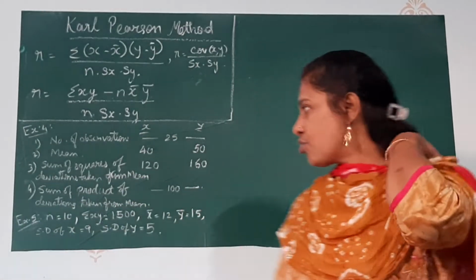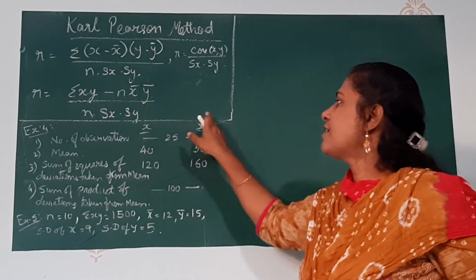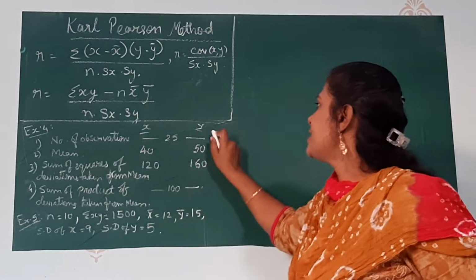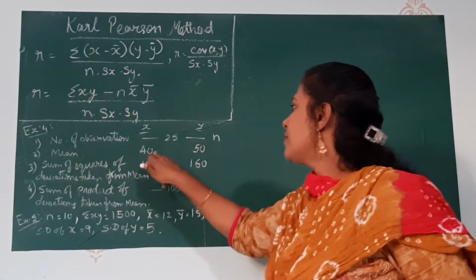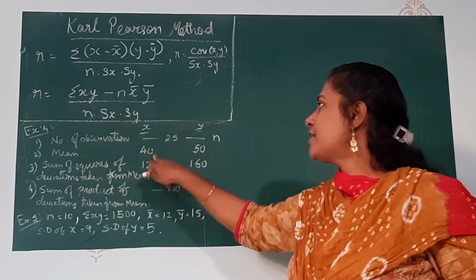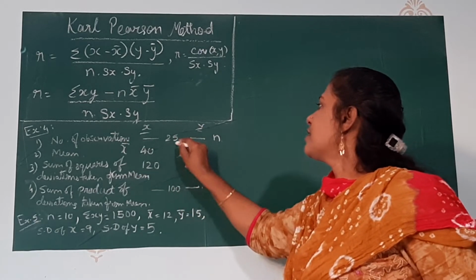Students, I have written the next questions. Here, number of observations of x and y. Number of observations means n, that is 25. The mean of x is 40 and the mean of y is 50. This is x mean, this is y mean.